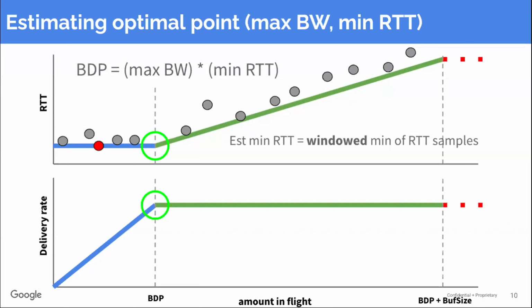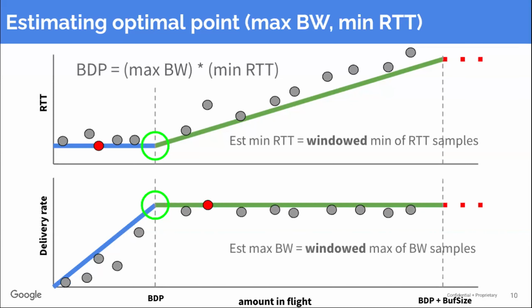Analogously, to estimate the maximum bandwidth we can use a windowed maximum of recent bandwidth samples. You can see here in the diagram, the windowed min of RTT samples is this red sample here, and the windowed max of the bandwidth samples is this red bandwidth sample here. In this case, at least, those estimates are quite close to the true corresponding values.